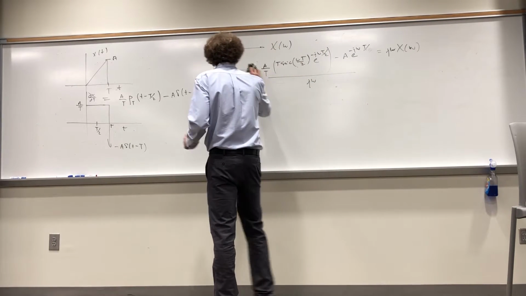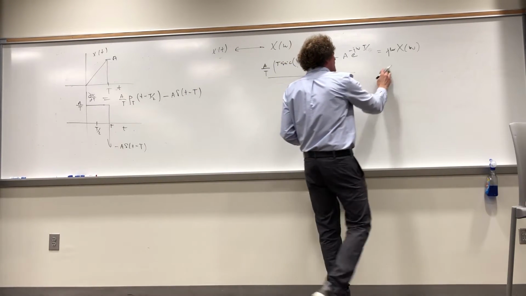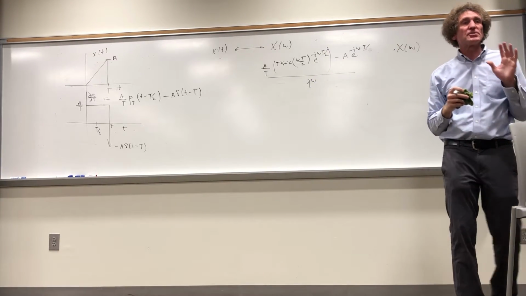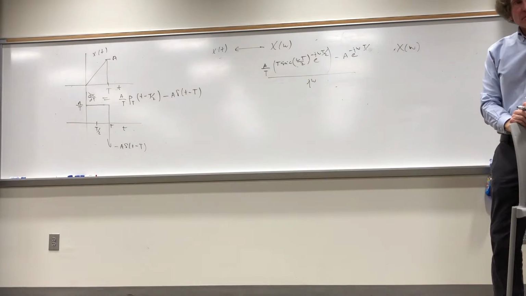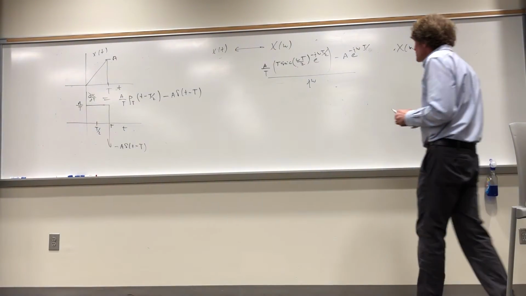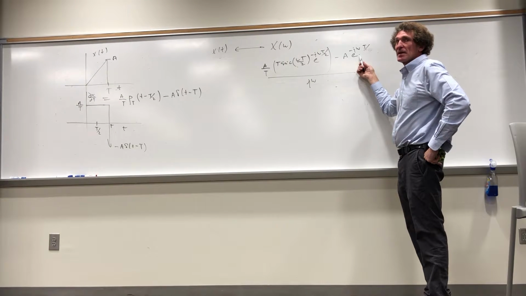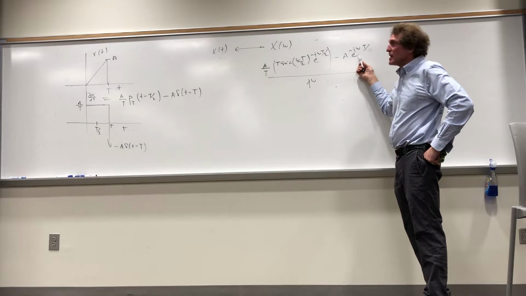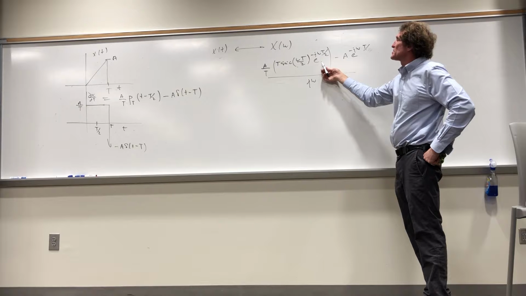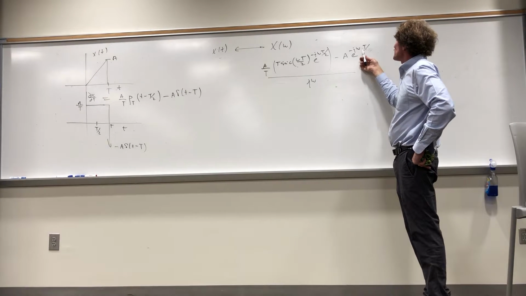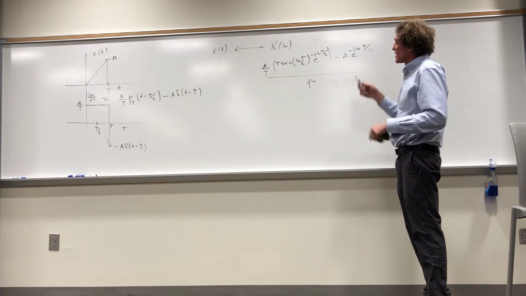as such, not even bother with that. Now I have my X of omega. That is a perfectly legitimate answer. But here's the thing. Usually they would like to turn this into something understandable, like a sinc function. You all see that? Now I've got e to the minus j omega T over 2 here, and I have e to the minus j omega T here.